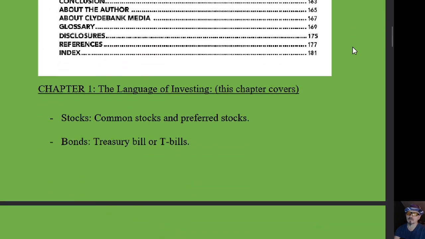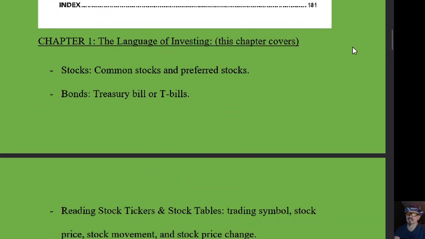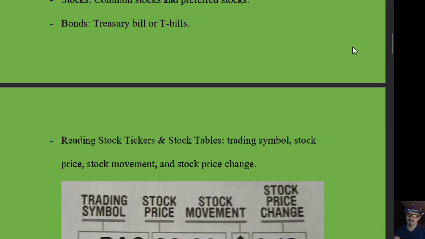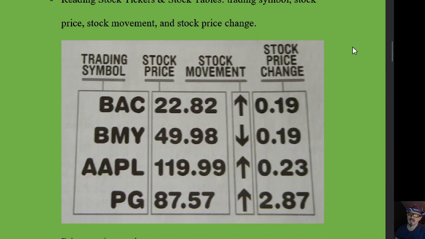All right, chapter 1, the language of investing. Stocks, common stocks and preferred stocks. There are bonds, treasury bills, or T-bills. And this is a trading symbol, stock price, stock movement, and stock price change.